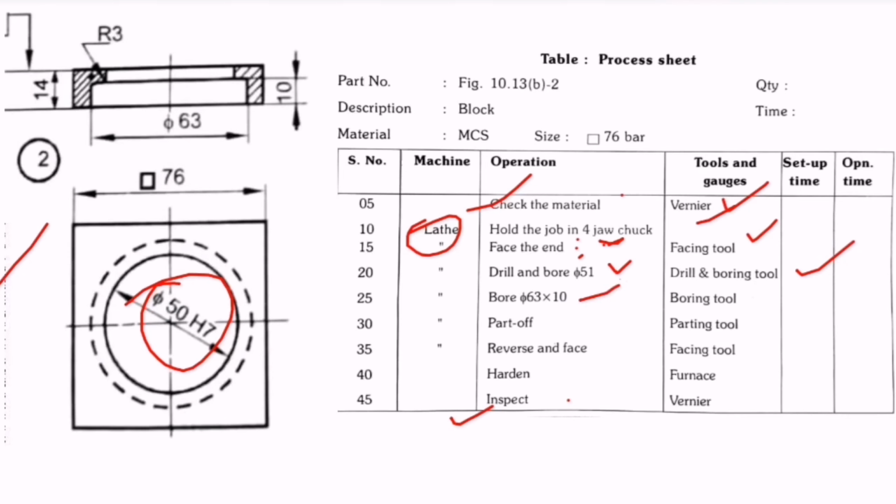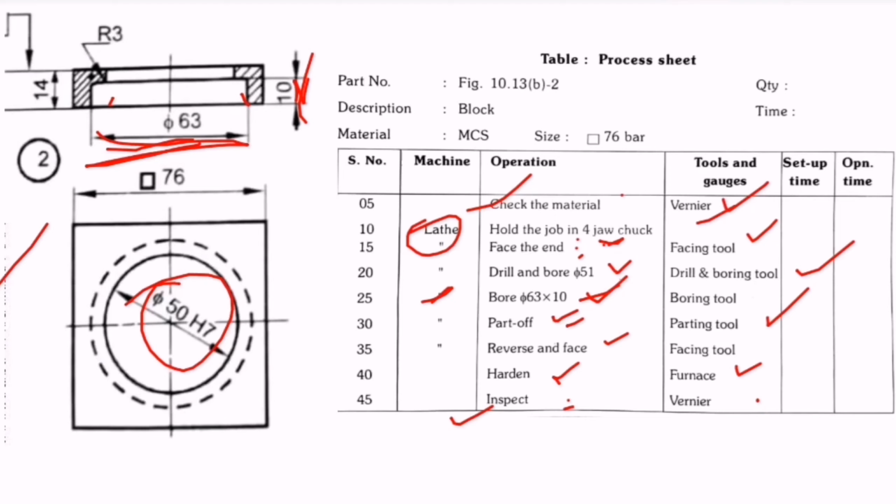Next, bore of 63 diameter into 10. This is 63, this is 10 mm. So 63 into 10, doing the boring operation on the lathe machine only. After that, parting off. Whatever the cutting edges are there, the parting off is done with the parting tool. Next, reverse the face and do the hardening in the furnace. Finally, inspect the element. So this is what the process sheet clearly explains.